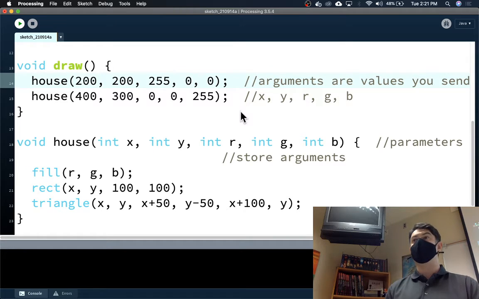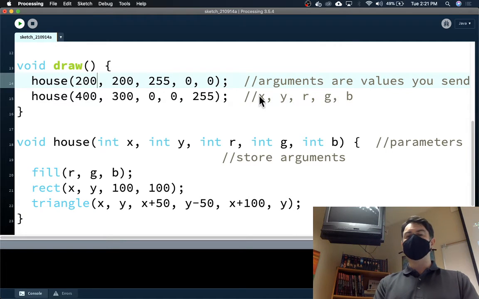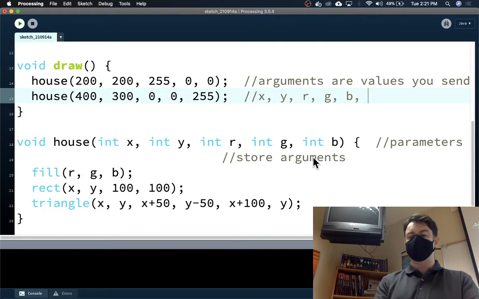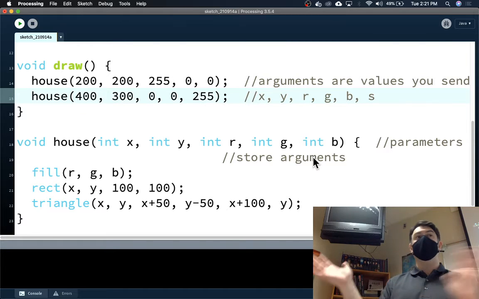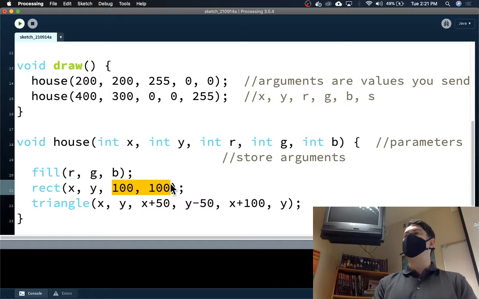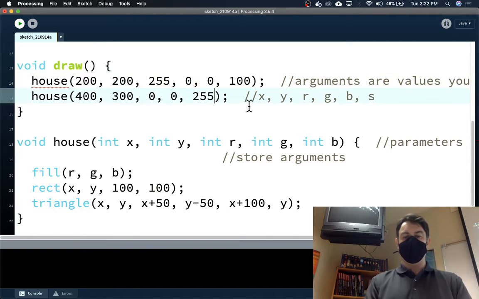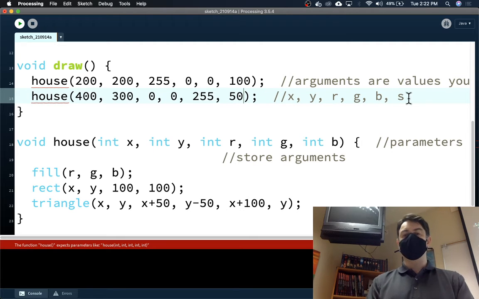I got one more parameter I'd like to add in here. I'll say argument. What about if I wanted a size? Ooh, this is going to be a little tricky, but yeah, the same idea. So I'm going to say x, y, r, g, b, and let's put in S for size. So this will be how long the walls are. Right now, they're 100. I have it hard-coded as 100. Let's change it to make that something I can change. So 100 would produce the exact same house, but I can make maybe a smaller house or a bigger house.